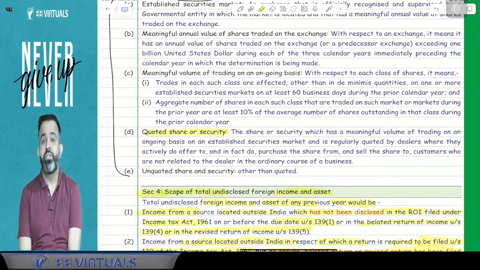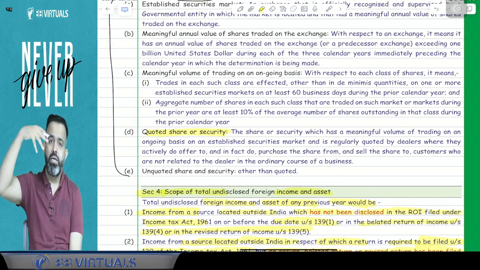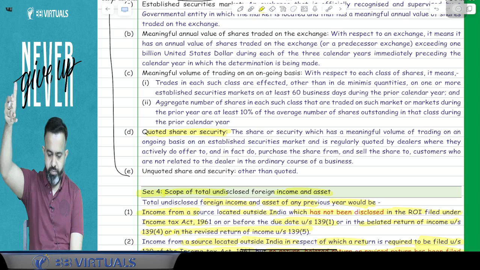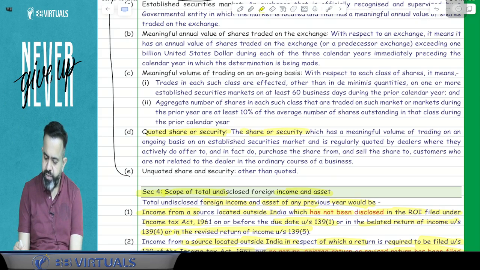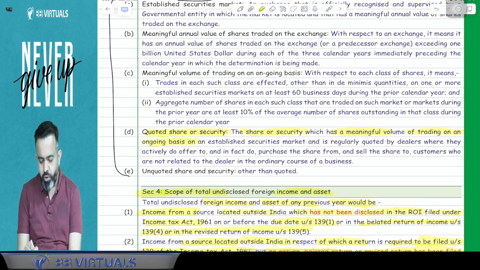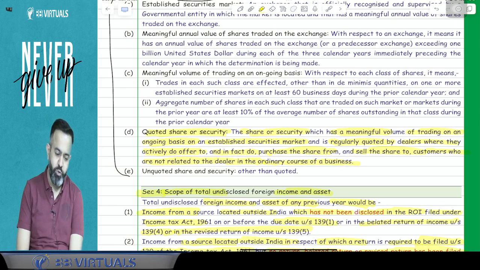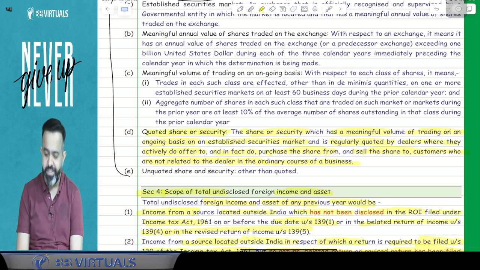Quoted share and security means share and security listed in a recognized stock exchange outside India, meaning NASDAQ and all. That is called quoted share and security. All people pay attention. They are saying that a share or security which has the meaningful volume of trading on an ongoing basis on the established security market and regularly quoted by dealers, where they actively do offer to and in fact do purchase the shares from or sell the shares to customers who are not related to the dealer in the ordinary course of business. So this definition is given for the quoted share and security.